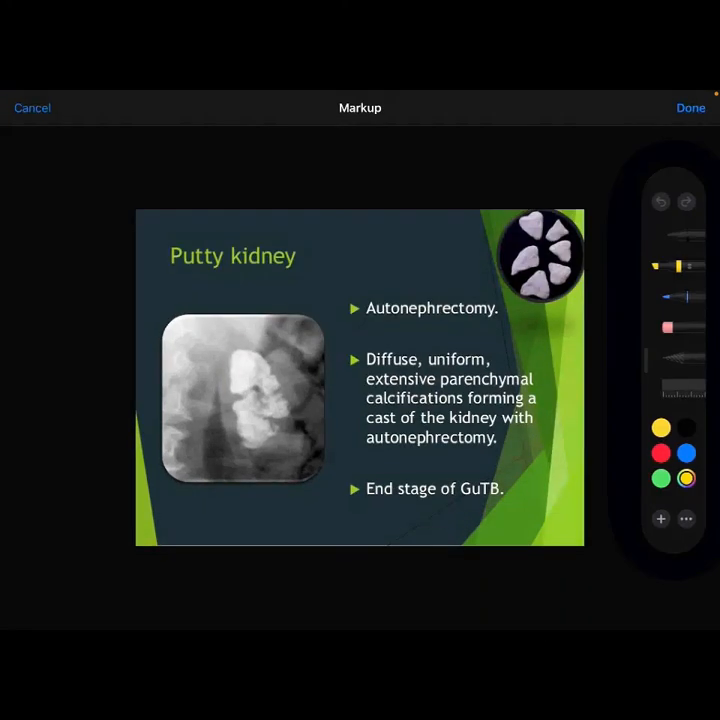Putty kidney, see here. You can see it has become a uniform mass, which is more opaque than a normal kidney. You can see that through this X-ray. And putty kidney, autonephrectomy: if the kidney undergoes autonephrectomy and you see the specimen, it will look like this.